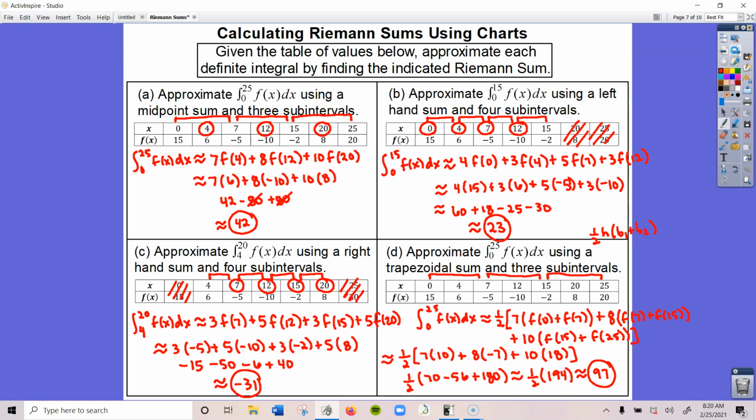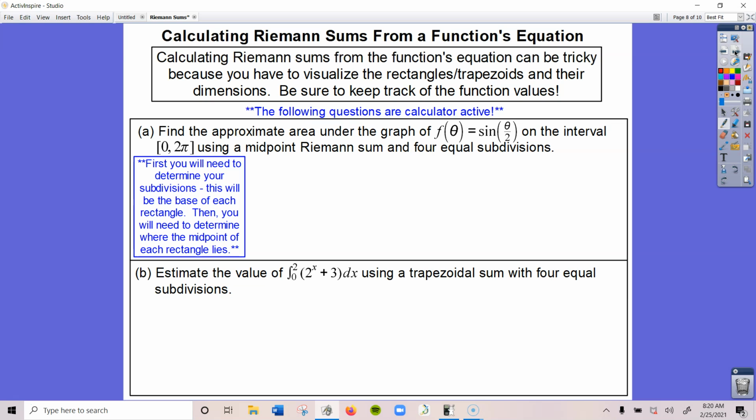Now we're going to look at how to calculate Riemann sums from a function's equation. Calculating Riemann sums from a function's equation is tricky because you have to be able to visualize what the rectangles and trapezoids would look like on your graph and their dimensions. So you have to be sure to keep track of those function values. Now these two questions are calculator active. So I'm going to be using the calculator here and hopefully walking you through how this would work.